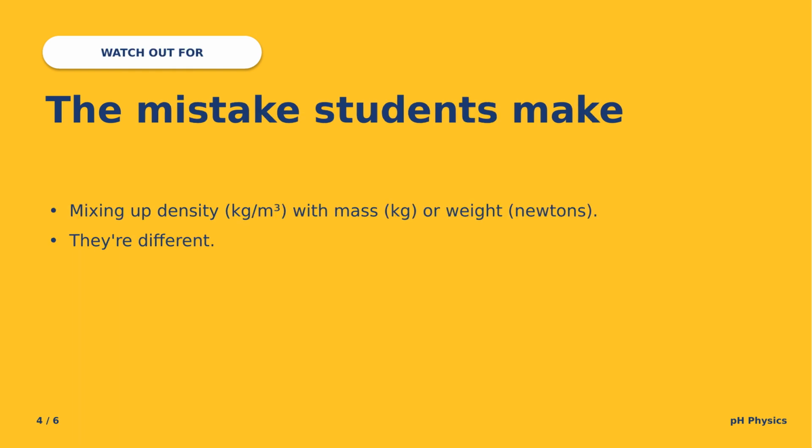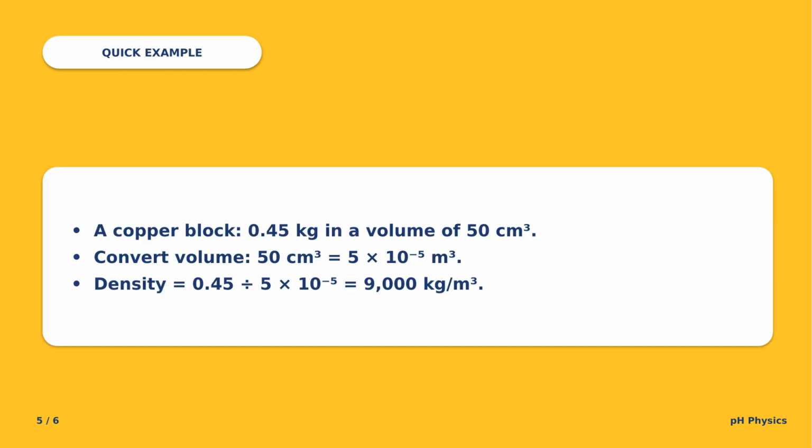Common slip: mixing up density, kilogram per meter cubed, with mass, kilogram, or weight, newtons. They're different. Quick example, a copper block, 0.45 kilogram in a volume of 50 centimeters cubed.